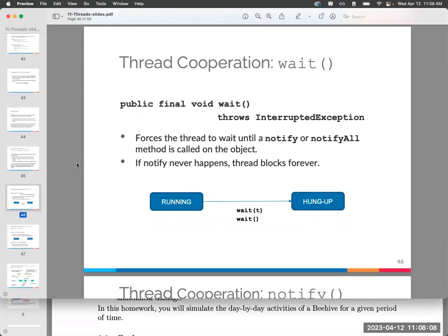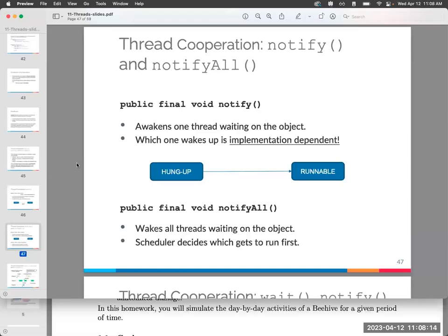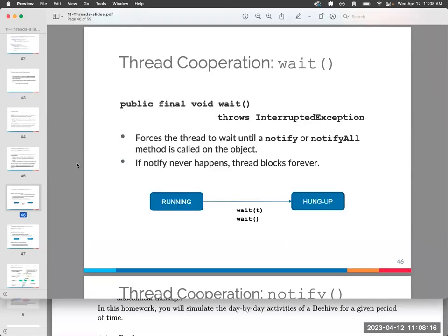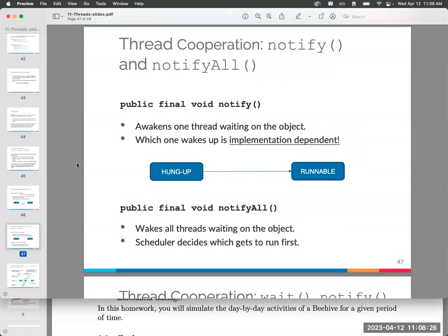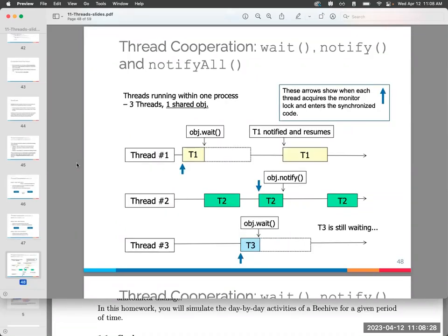This is just, there's one interrupted exception that can be thrown. We will explore a little bit of examples on that. There's also a variation of the wait where you can actually set a timeout. So it would automatically, after the timeout is reached, resume. So here in this diagram, we are just showing precisely what I have described already.